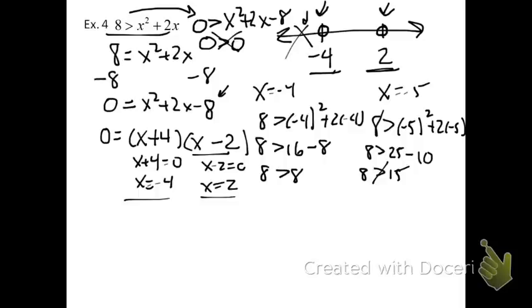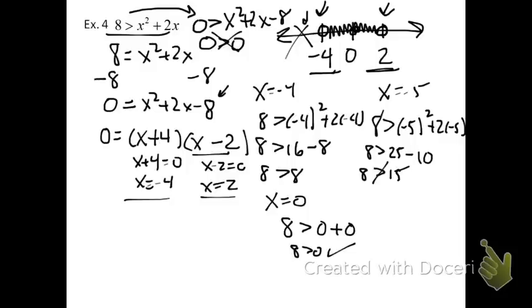Let's pick something in between, like zero, in between negative 4 and 2. Okay, here we go. Let's try x equals 0. I'd get 8 less than 0 squared is 0, plus 2 times 0 is 0. I get 8 is greater than 0, and that looks good. It is bigger than 0. So 0 is a solution, and therefore everything in between is also a solution.